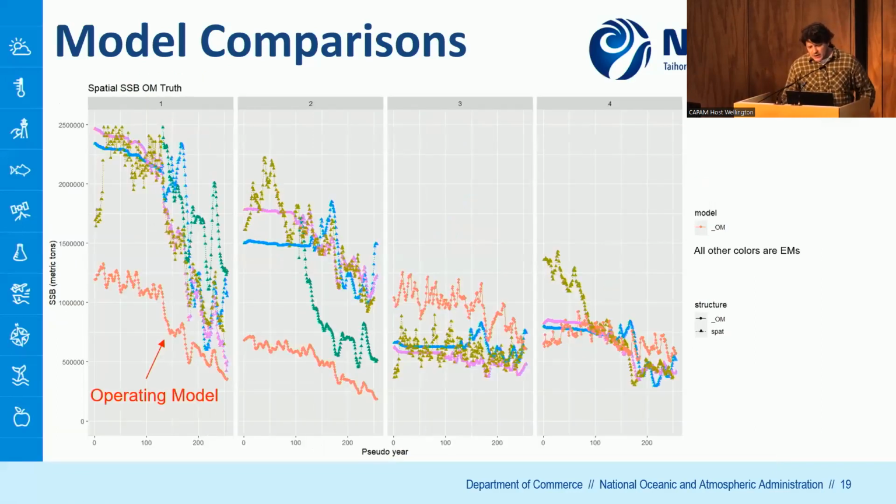And then when we looked spatially, this is where some really interesting results started to come out. We saw some really big differences between the operating model, and again, this is a fine scale operating model that uses preference functions and things like that to force movement. We saw some really interesting differences between the estimation models, where in some regions, like region 1 here and region 2, we saw a positive bias, and in other regions we saw a negative bias.